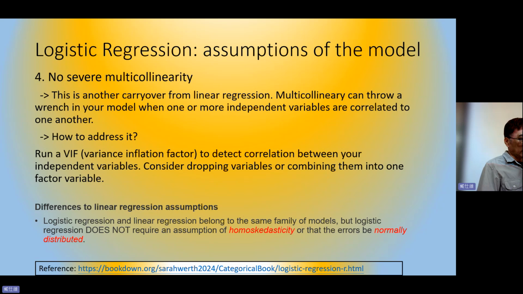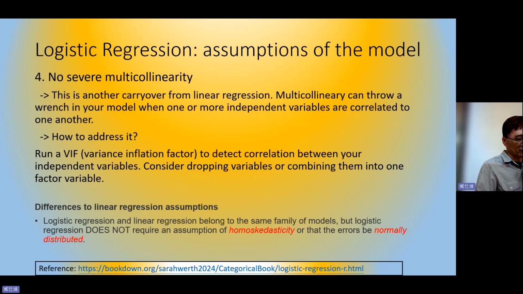So the following are the differences to the linear regression assumptions. Logistic regression and linear regression belong to the same family of models, but logistic regression does not require an assumption of homoscedasticity, or that errors are normally distributed. So we don't have the assumptions required by linear regression. In this part, logistic regression is more flexible than traditional linear regression.